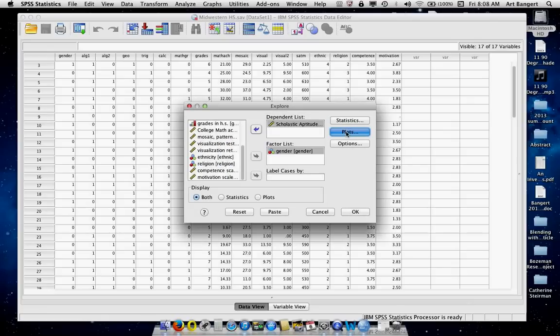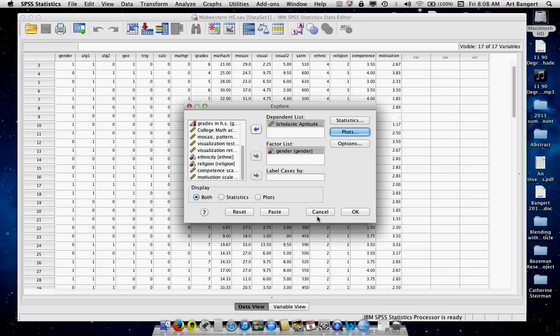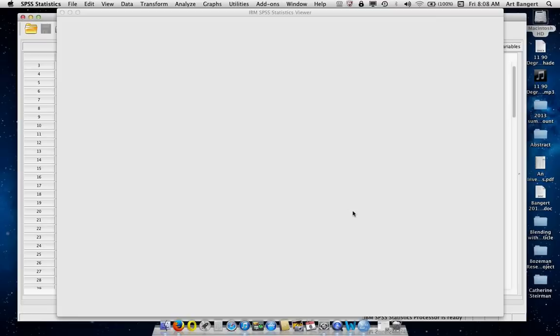And then if you want the plots, we can say, really, we want the histogram. That's probably going to give us the most information in terms of how our data looks visually. Then we simply go OK.